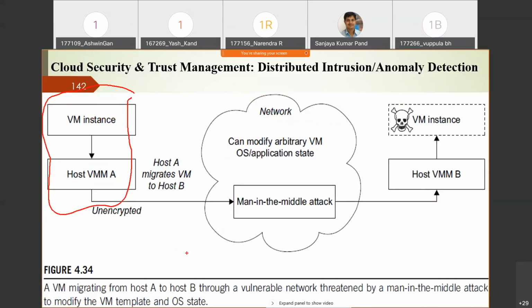But what happens while you are transferring the VM from one place to another? The network you are using to move it from one place to another is a vulnerable network, so an attack can be launched there. One of the popular attacks we discussed is the man in the middle attack. What does a man in the middle attack do? It receives the response from the sender, manipulates it, and sends it to the receiver. And whatever reply comes from the receiver, it again manipulates and sends to the sender.